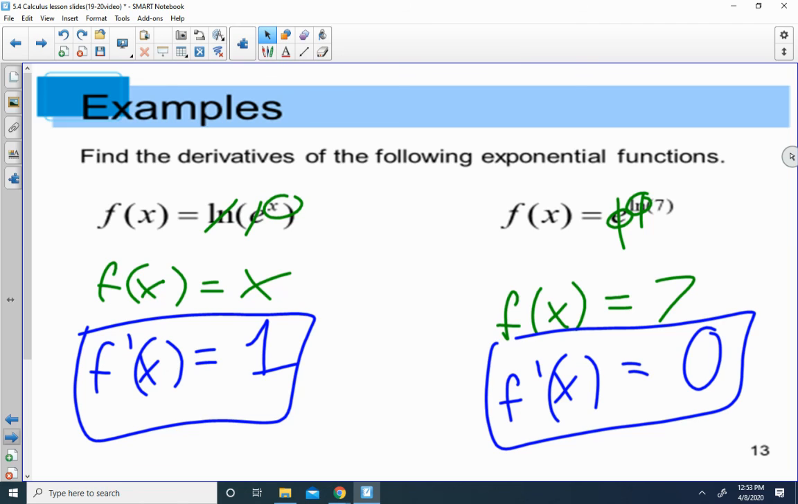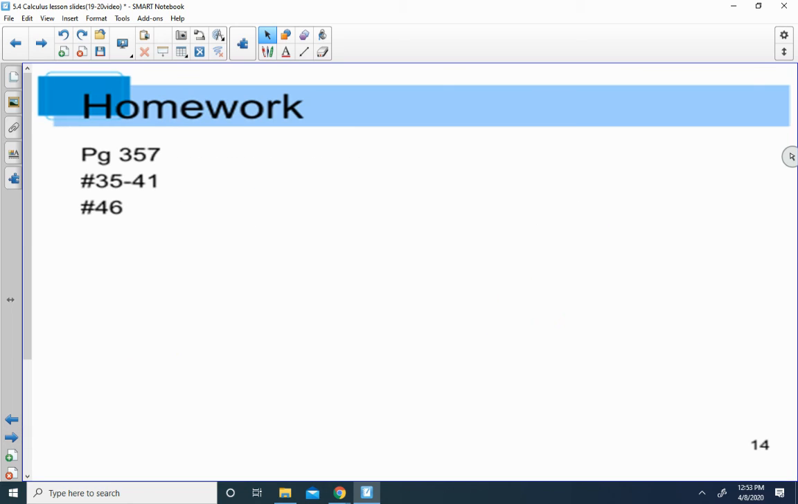If you remember those rules about e and natural log, that they're opposites and that they can cancel out, anytime they're next to each other, you're good to go. And with that, that basically wraps up derivatives of e's. So you can go ahead and tackle these few problems, and that takes care of the first video.